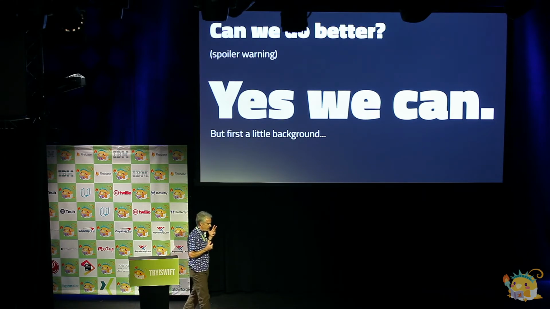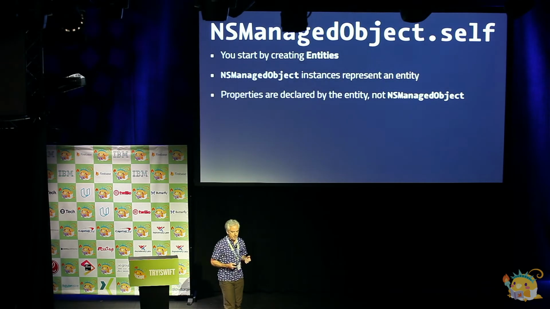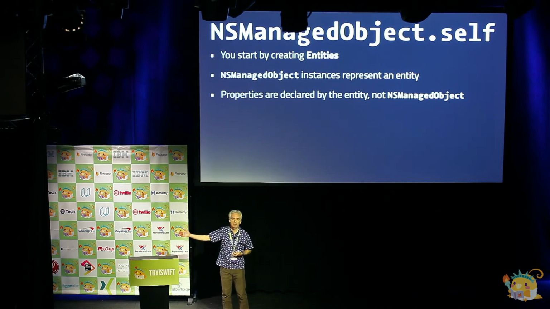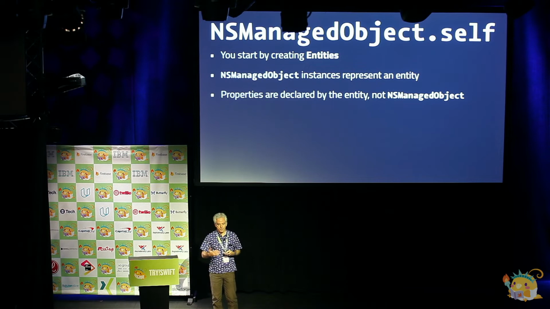But to explain this, I'm going to get a little bit into the background of how Core Data works. I mentioned using NSManagedObject for everything. You start by creating entities in the model editor, and you typically want to create a subclass of that, but it's not actually required. Bare NSManagedObject instances can just represent an entity, and the properties are declared by the entity rather than by NSManagedObject itself.